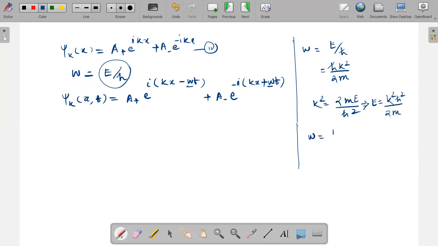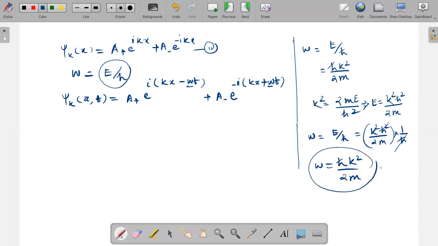We have omega equal to E upon h cross, but what is the E? E equal to h cross square k square upon 2m, into 1 by h cross. Therefore, one h cross is cancelled, and we can write omega equal to h cross k square upon 2m. Therefore we will put omega equal to h cross k square upon 2m in the equation. Here I'll write equation number 12.